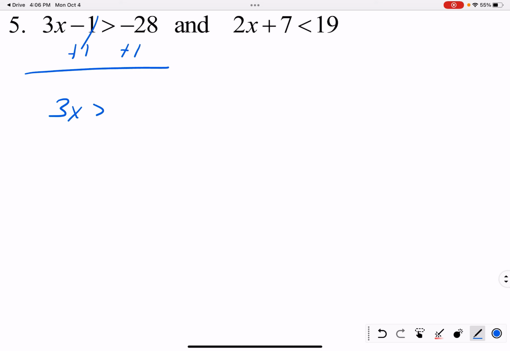Let's see. So let me add 1 to both sides. So this is negative 27. Divide by 3. So x is greater than. I'm not going to flip here.